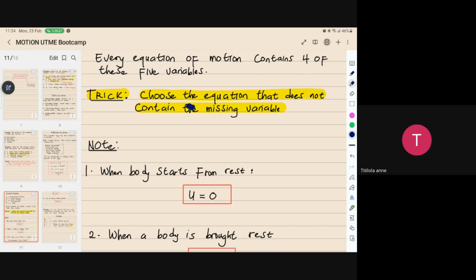I go again. The trick to selecting: sometimes we are confused when they ask you a question on motion. You're asking yourself, which one should I use, right? So the one you're going to use is the one in which the missing variable does not appear. For example, they can give you the time, they give you the initial velocity U, they give you the final velocity V, and they ask you to calculate the distance. That is 4 variables. Even the one you're calculating makes it 4. It will always be 4. Now, the equation you're going to use is the equation that does not contain that one that was not mentioned.